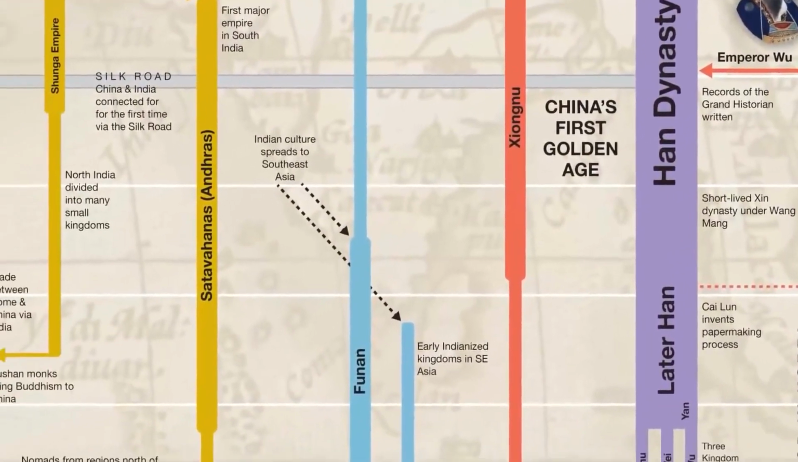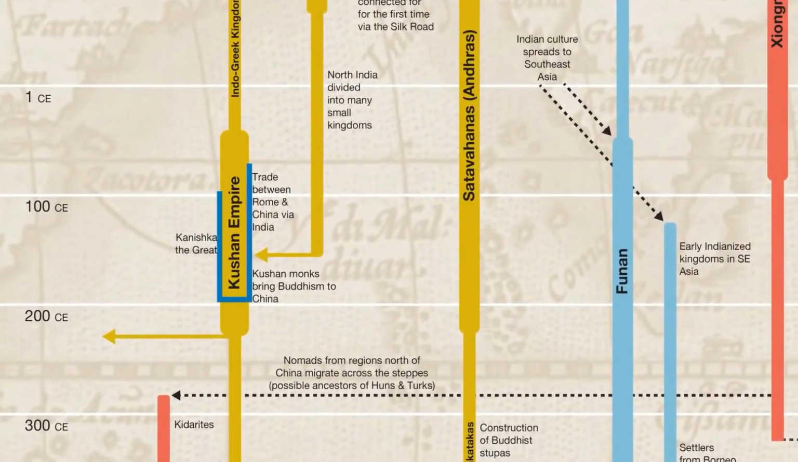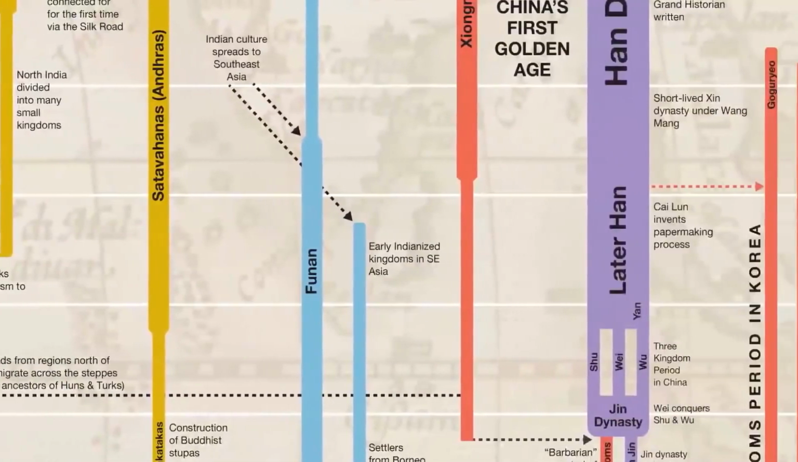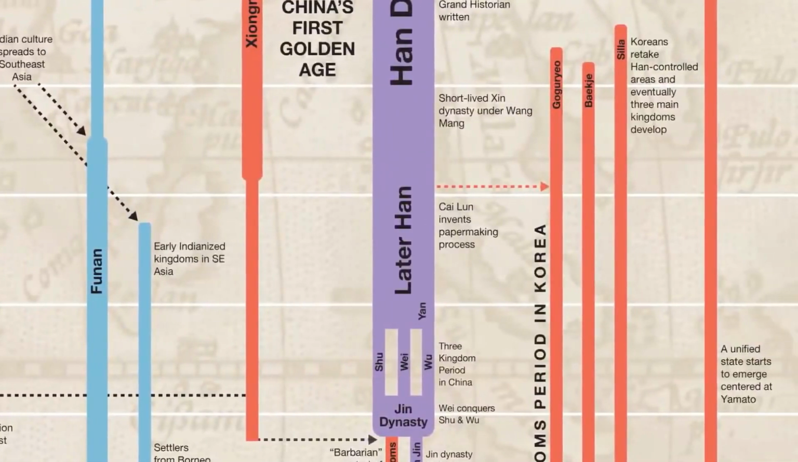Over in North India, it was the Kushan Empire that eventually became the hub between West and East. It is thought that Kushan monks were likely the ones who brought Buddhism to China sometime during the late Han Dynasty. Around that same time, paper, as in the same kind of paper that we still use today, was invented in China by a man named Kai Lan.